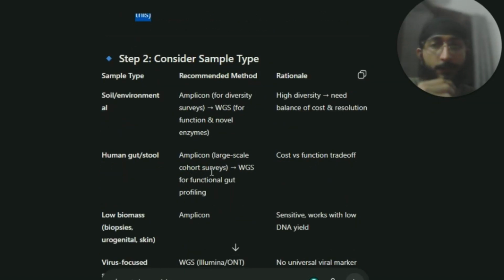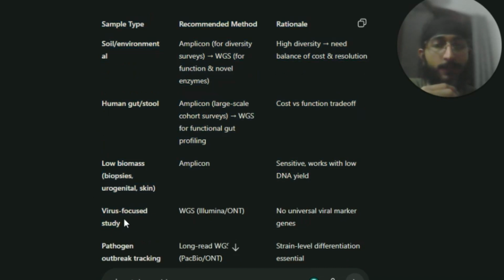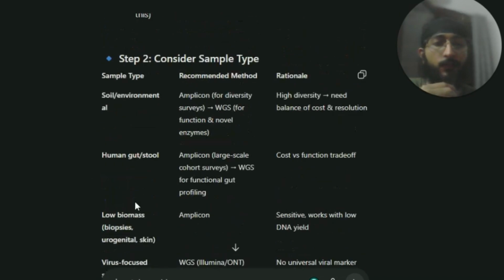Then we consider the sample type, right? Whether we have soil or environment, human gut, low biomass, virus focus study, pathogen outbreak tracking. So we consider the sample type. For soil or environmental, we use the method Amplicon for diversity surveys, WGS for function and novel enzymes. Rationale behind that is high diversity, so we need a balance of cost and resolution. That is why we use Amplicon.